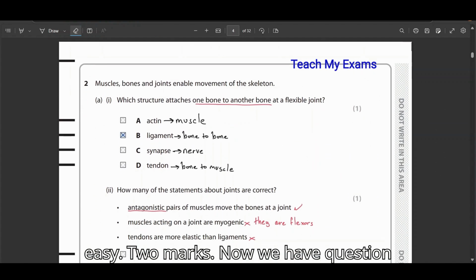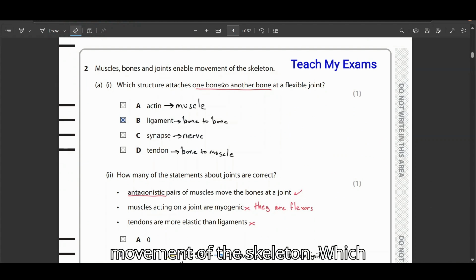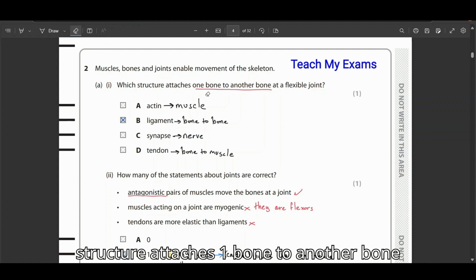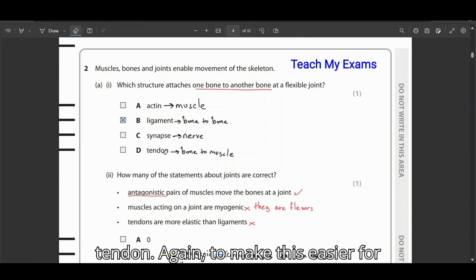Now we have question 2. Muscles, bones, and joints enable movement of the skeleton. Which structure attaches one bone to another bone at a flexible joint? So now we have actin, we have ligament, synapse, and tendon.